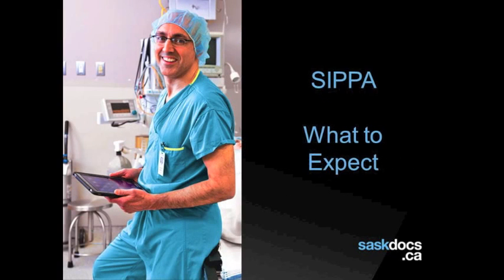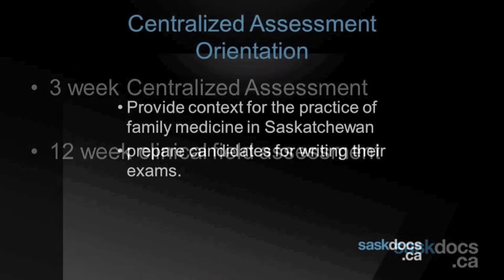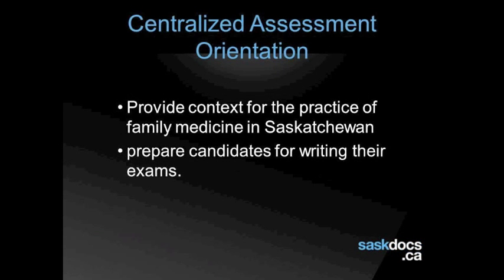So what to expect? Currently, it starts out with a 3-week centralized assessment. So we pay for you, the regions pay for you to come into Saskatchewan, and you start with a centralized assessment, and if you are successful, you move to a 12-week clinical field assessment. So we call it the CSA, or the CA, the centralized assessment.